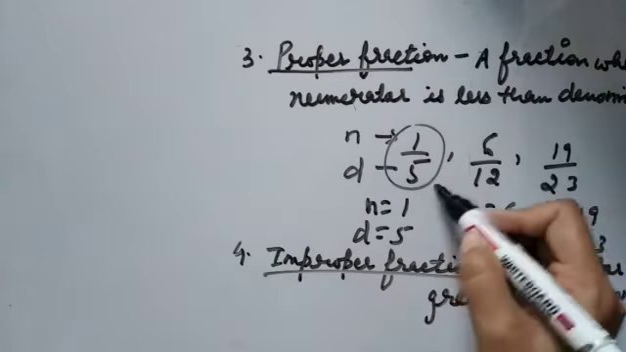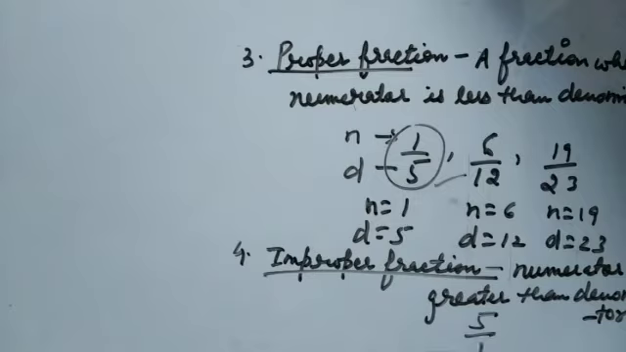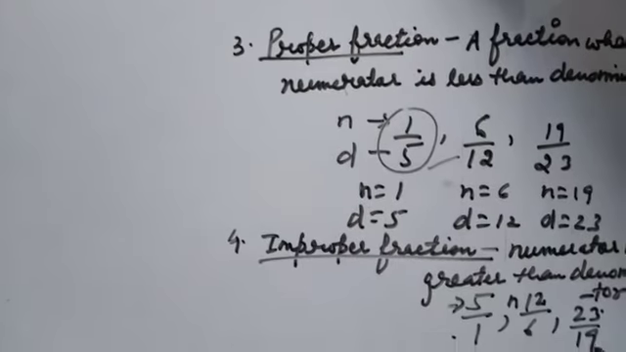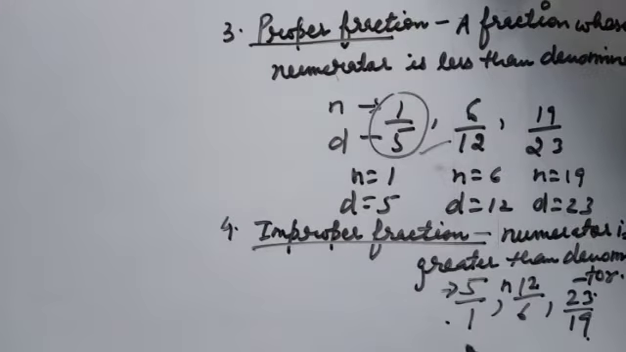I can reverse these numbers. For example, 5 by 1, 12 by 6, 23 by 19. You can see numerator is greater than denominator. Here 12 is greater than 6. 23 is greater than 19. So in all the cases numerator is greater than denominator. So these fractions are known as improper fractions.